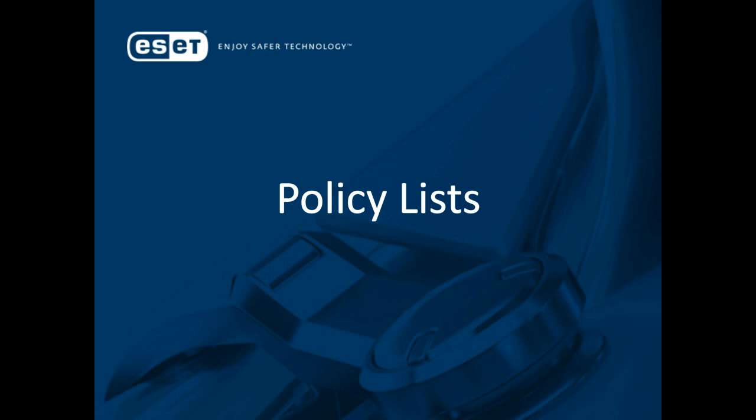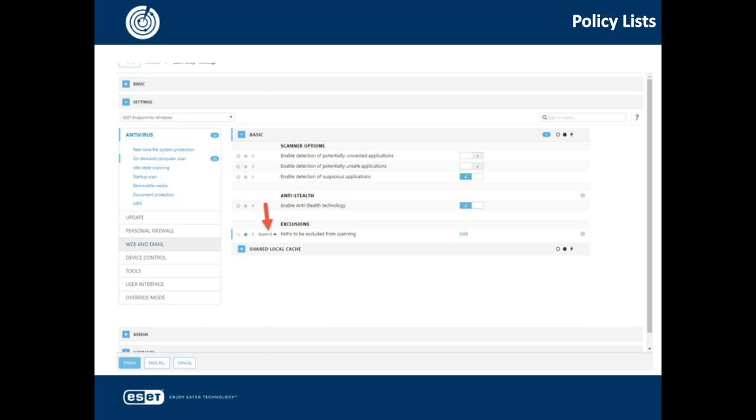Policy lists. So any list contained in the policies, whether it's exclusions, device control rules, or web control rules, there never was a way in version 6 to add extra items within those lists easily. So now with version 6.5, whenever you are editing any sort of list, such as the exclusions list, we will give you the option to append or replace what was previously defined in a policy.